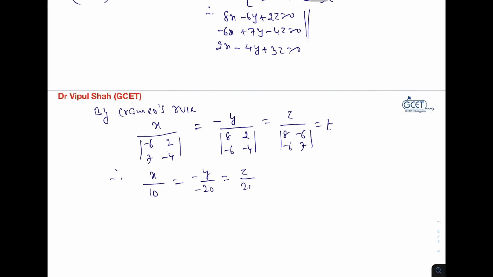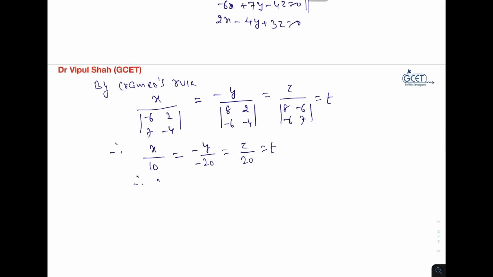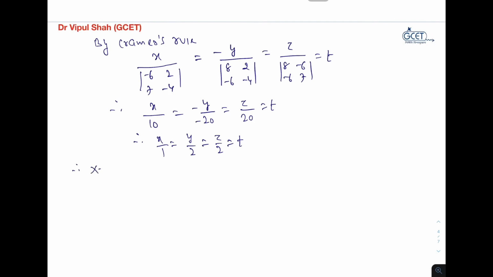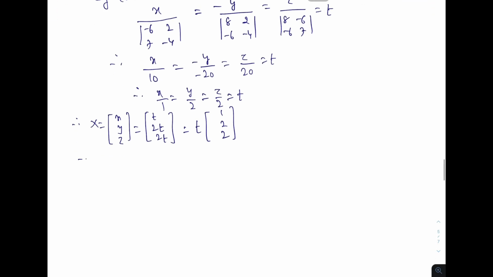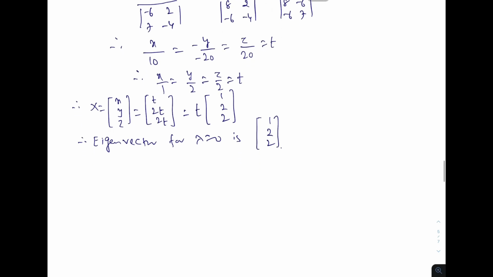56 minus 36, so 20, and so this is x by 1 equal to y by 2 equal to z by 2 equal to t, and therefore x is t, y is 2t, z is also 2t, so this is 1, 2, 2, and therefore the eigenvector for eigenvalue lambda equal to 0 is the vector 1, 2, 2. Next we find the eigenvector for lambda equal to 3.